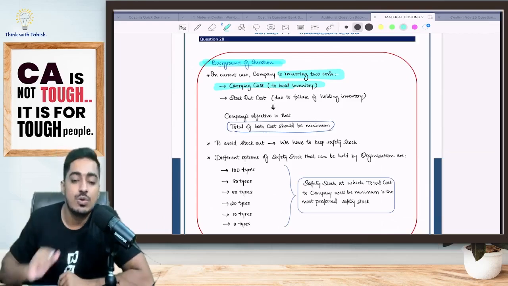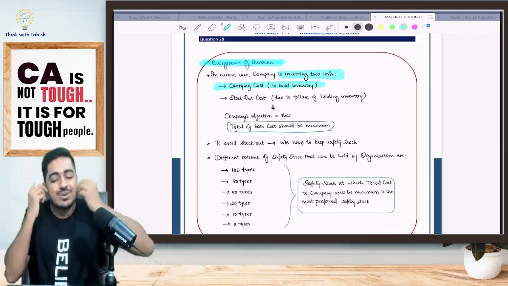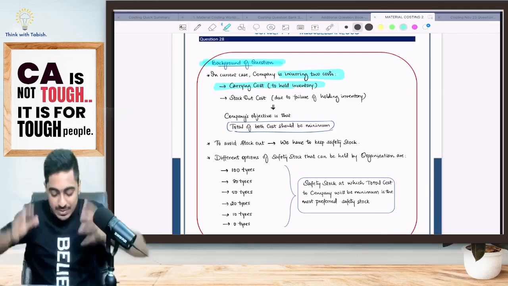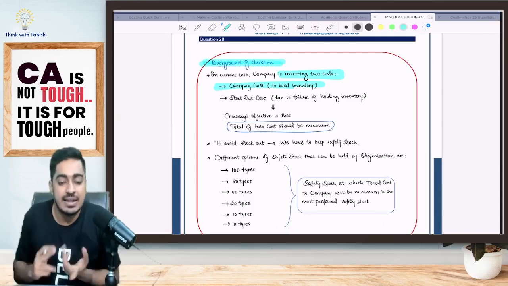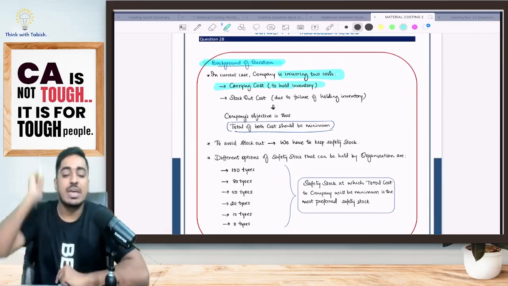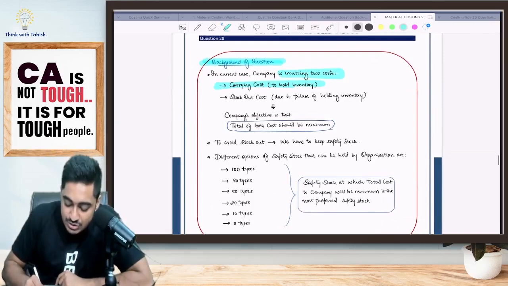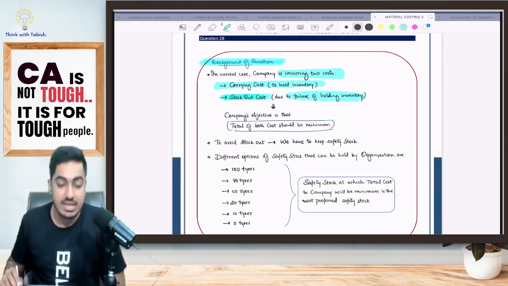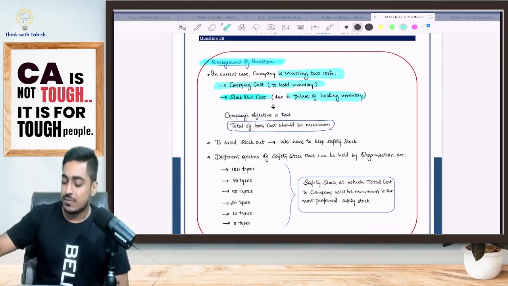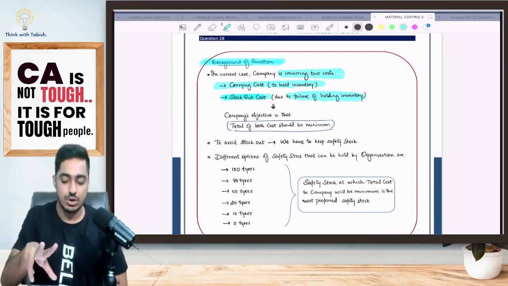But if I don't hold the goods, what will happen? Imagine I decided, no, I don't want to hold goods at all. What happens? I do not hold goods. Customer comes, asks, where are the goods, boss? I'm telling I don't have goods. Customer goes back empty-handed. Because of that, I am incurring stockout cost. Yes or no, everyone? Why am I incurring stockout cost? Because of failure to hold the inventory. Is this clear, everyone?